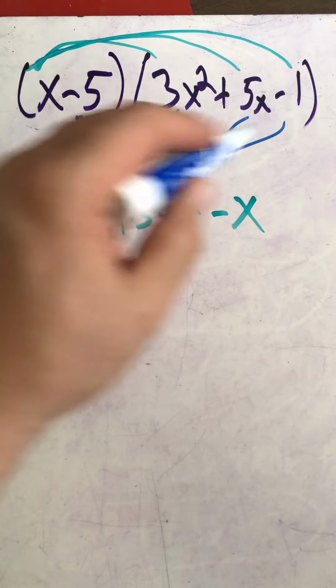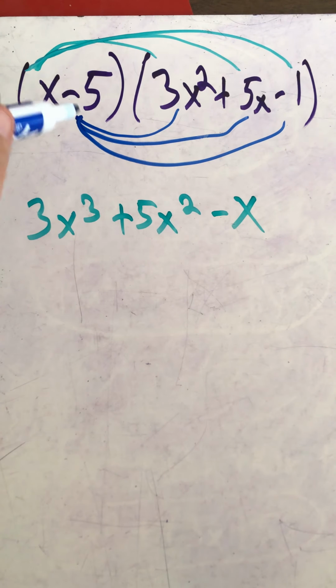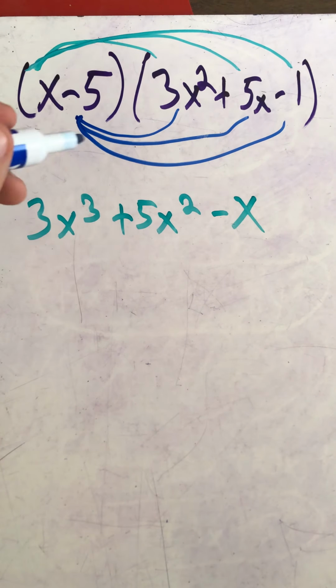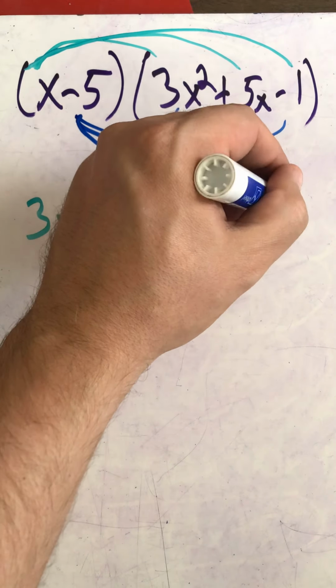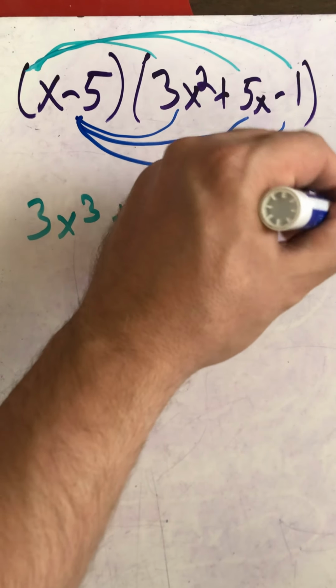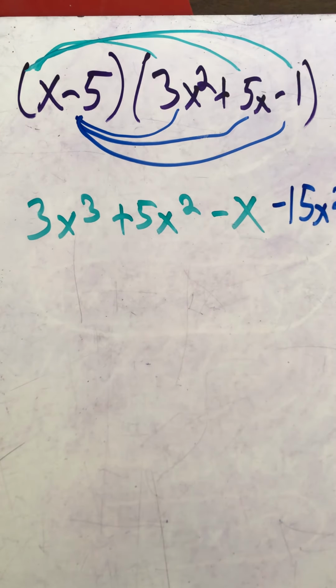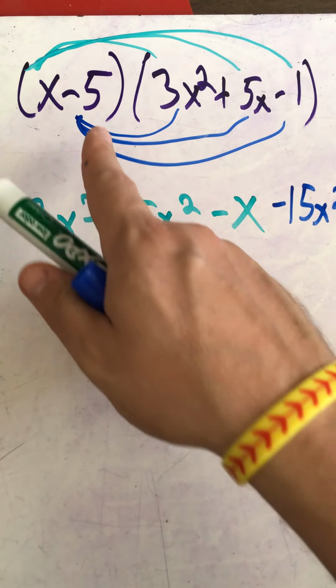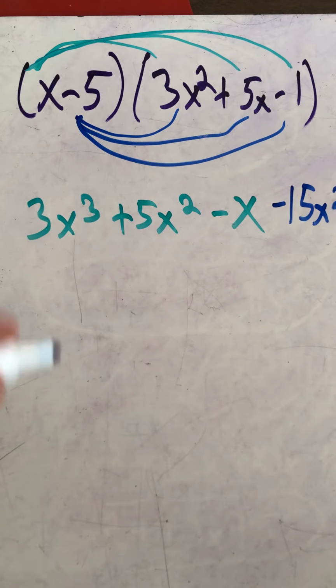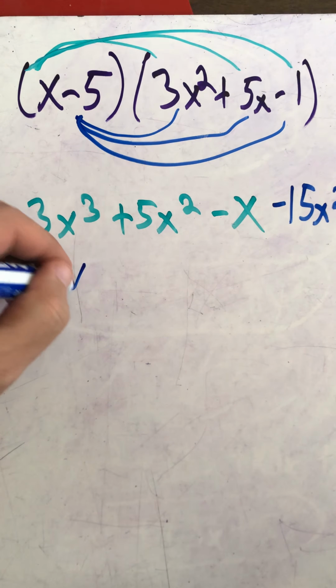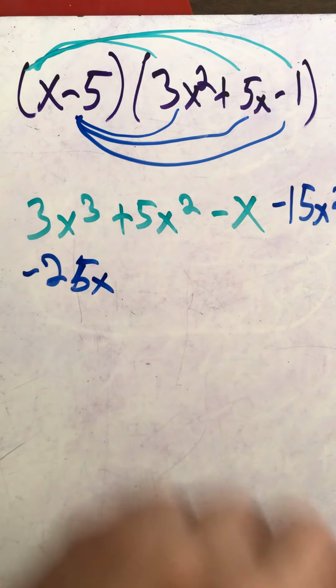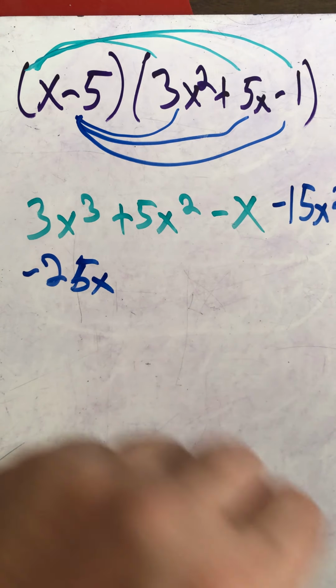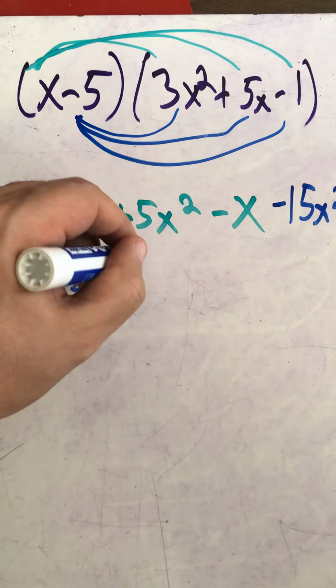Now we got to take negative 5 times all that. Negative 5 times 3x squared is minus 15x squared. Now I'm going to move down to here, but we're still on the same steps. Negative 5 times positive 5x, negative 25x. Negative 5 times negative 1 is plus 5.